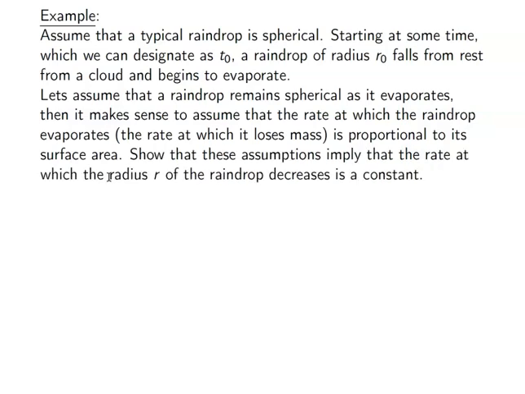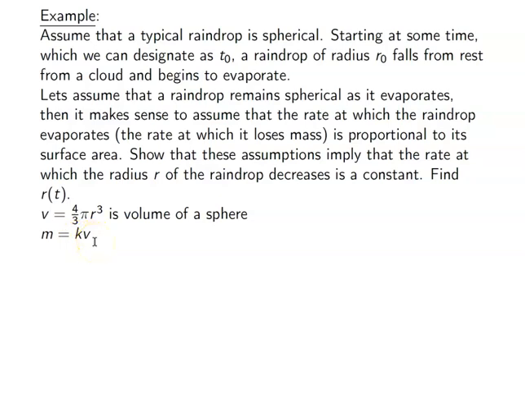So we want to show that these assumptions imply that the rate at which the radius decreases is a constant. Okay, so we want to find r of t, the function describing how the radius decreases. So here, the volume of a sphere is 4 over 3 pi r cubed. The first derivative of volume is surface area, right? I know that the mass is equal to a constant times the volume, right?